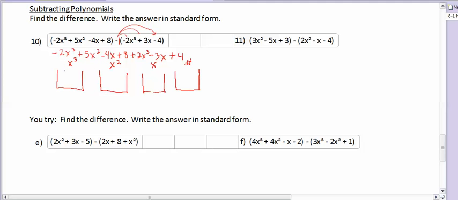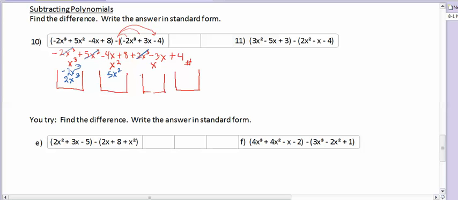Okay, so I have negative 2x to the third. That's going to go in that bucket, so I'm going to cross that off. Do I have any more x to the thirds? I do. I have a positive 2x to the third. Do I have any more x to the thirds? No. And then I have 5x to the second. Any more x to the seconds? No, that looks like them all.